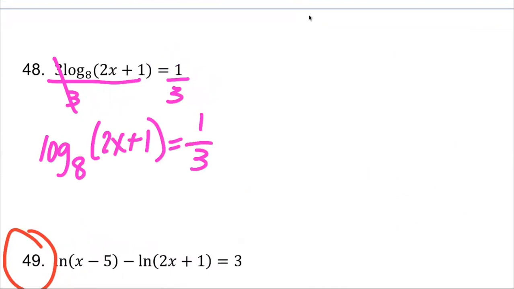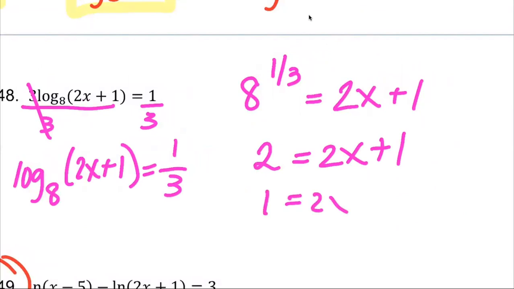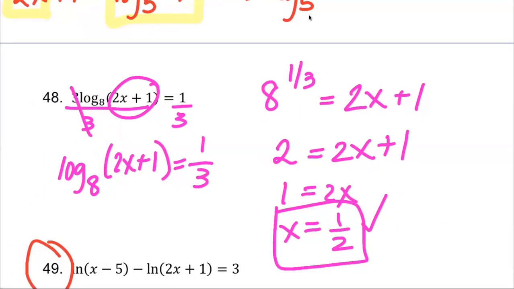I've isolated the log, so my next step is to convert it to exponential form, which would end up being 8 to the 1/3 equals 2x plus 1. 8 to the 1/3 would be like taking the cube root of it, so that would end up being 2. Then I subtract the 1, and I get 1/2. If I plug that back in to 2x plus 1, I would get 2 times 1/2 plus 1, which would end up being 1 plus 1, which would be a positive number. So this one works.